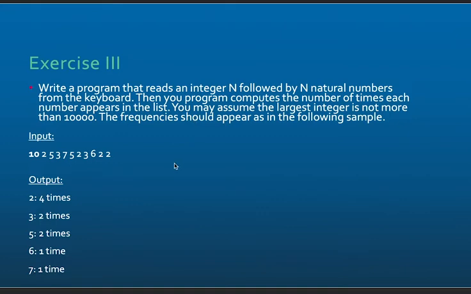Then the program should compute the number of times each number appears in the list. As we notice, 2 appears 4 times, so in the output it should tell us that 2 appeared 4 times, 5 appeared twice, 3 appeared twice, 6 appeared 1 time, and 7 appeared 1 time.